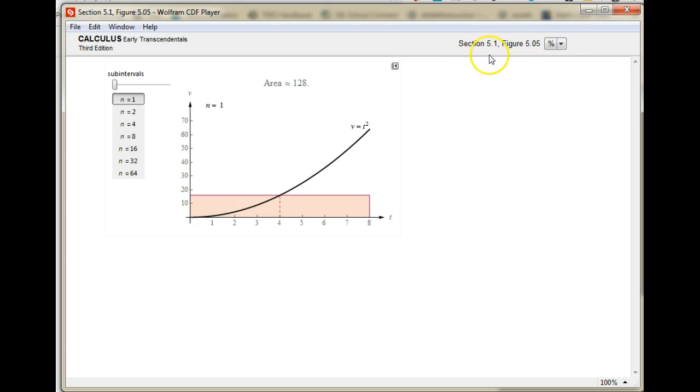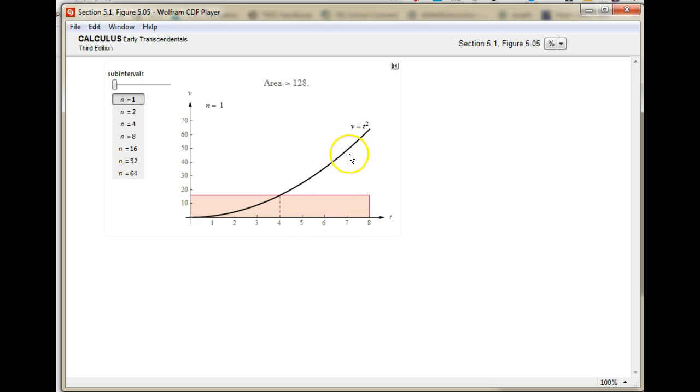So this is from section 5.1 of their textbook. It's figure 5.05. And what they've done is they've taken the function v equals t squared, and they have drawn a rectangle over the interval from 0 to 8. And you can see that the height of this rectangle is given by this particular y value on the function. And so the idea is that we could use the area of this rectangle to approximate the area under the curve. And I will tell you, this is not a great approximation.